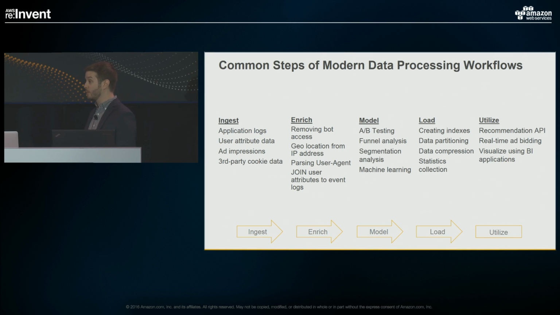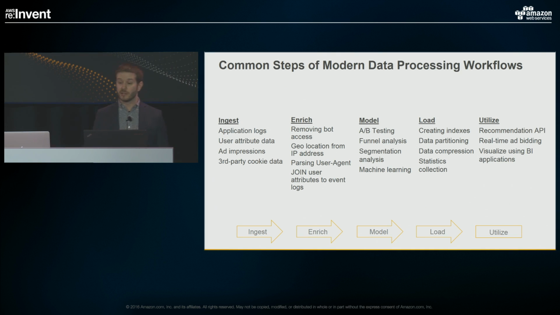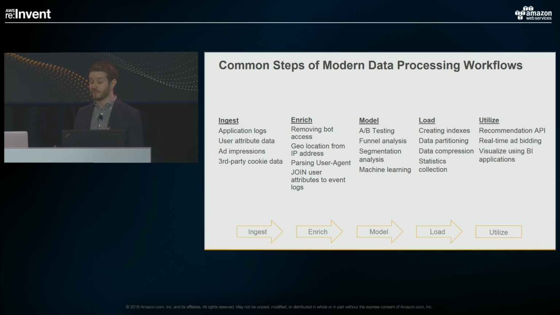A common workflow may involve these steps. First, you have to ingest data, such as application logs or ad impressions. You enrich and clean that data, removing bot access, adding geo information to IP addresses. Then you likely produce a model based on that data, some analytic insight, which could be the results of an A/B test, segmentation analysis, or otherwise. And then finally, you want to load those insights back into your production systems so that you can utilize those insights for your product or system.